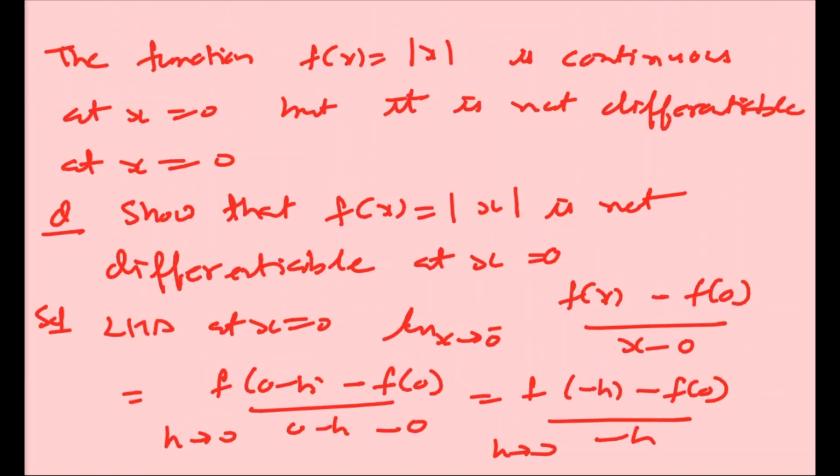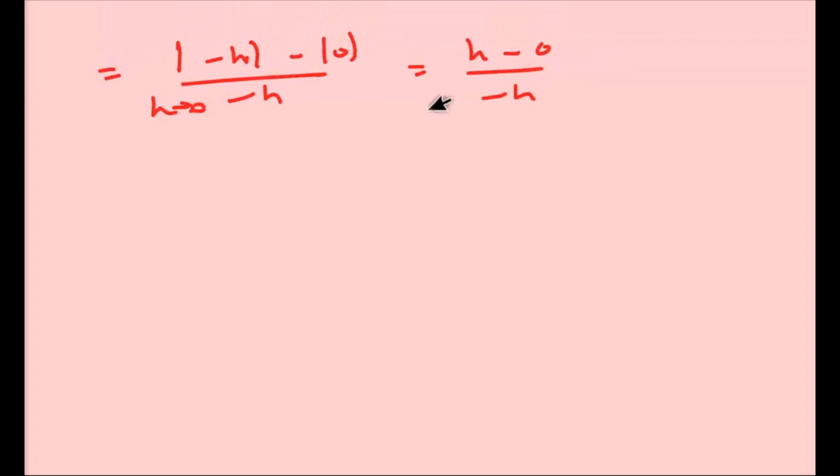Now taking this value, what is given in mod? That is the mod of minus h minus mod 0 upon minus h, h tends toward 0. Mod of minus h we get as h, and mod 0 is 0, upon minus h, h tends toward 0, giving minus 1. h tends toward 0 is constant, therefore it is minus 1.